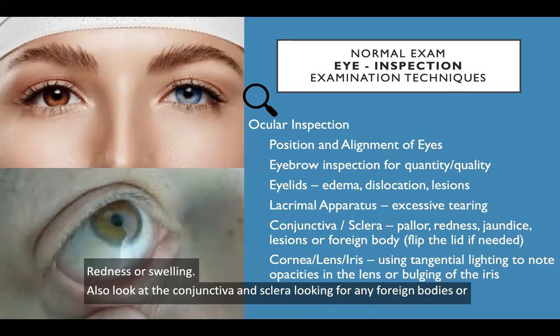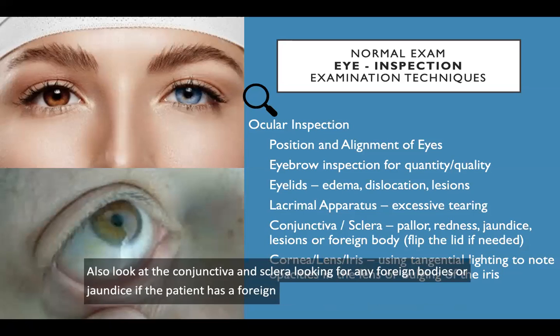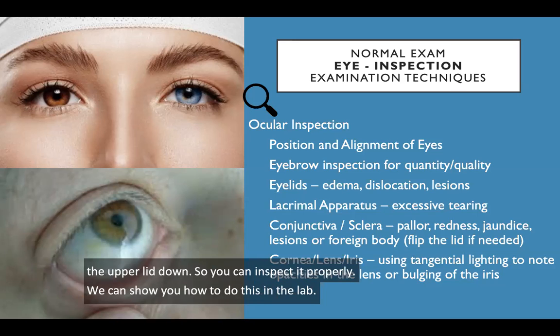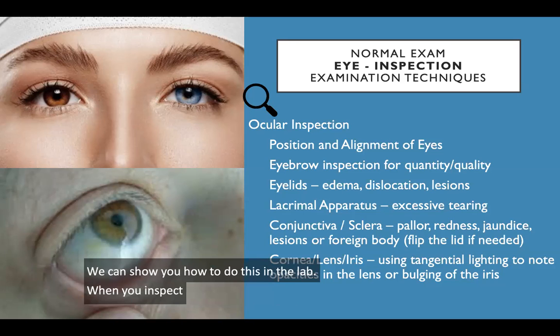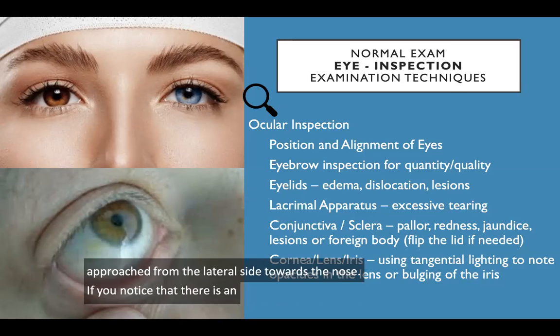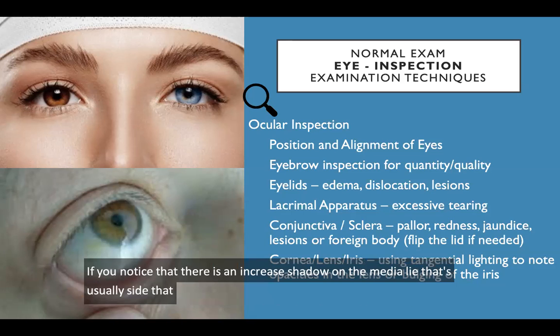If the patient has a foreign body sensation, you may need to flip the upper lid down so you can inspect it properly. We can show you how to do this in the lab. When you inspect the cornea, iris, and lens, a tangential light should be approached from the lateral side towards the nose. If you notice an increased shadow on the medial eye, that's usually a sign that the eye is being projected forward and needs further evaluation.